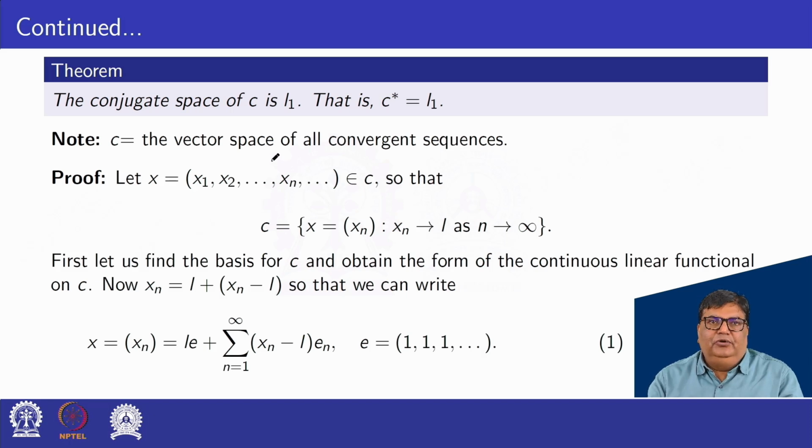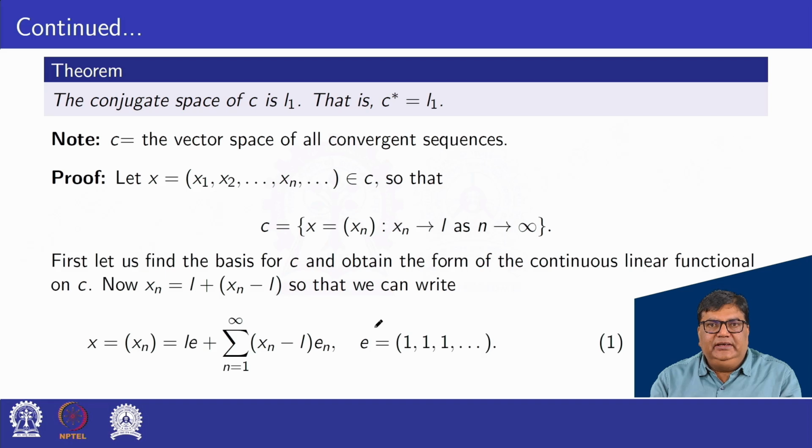Let x equal to (x1, x2, and so on, xn, and so on) belonging to C, so that the sequence xn converges to the point L as n tends to infinity. First, let us find the basis for C and obtain the form of the continuous linear functional on C. Now, xn equal to L plus (xn minus L), so that we can write x is equal to Le plus summation n is equal to 1 to infinity (xn minus L) En. So we can write this.